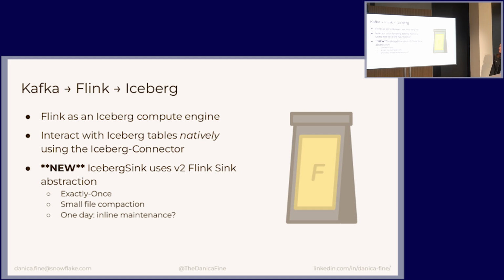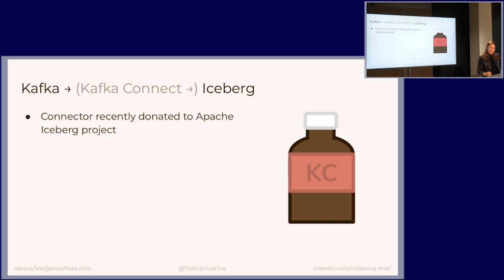So the Iceberg sink is relatively new. It's based on the V2 Flink sink abstraction, so we've got some extra goodies in there: exactly once, yay. Small file compaction to a degree is supported from this updated Iceberg sink. And they're also thinking about adding some inline maintenance tasks there as well, so we might reach parity with the Spark project at some point. Keep an eye out for that. And again, of course, I need to call out the fast append because that's important.